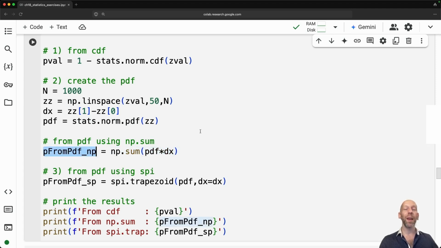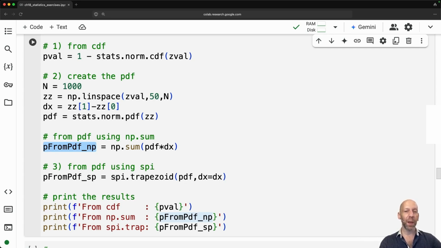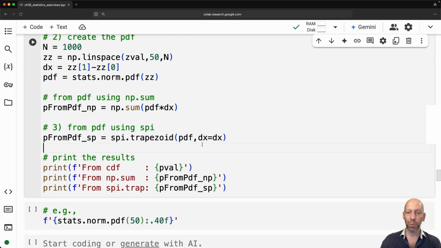Okay, so this should be the area of the PDF from z equals 2 up to infinity. And now here I'm doing the same calculation, but I'm using the trapezoid method in scipy.integrate. Otherwise that's the same. And then I'm just printing out the result here.